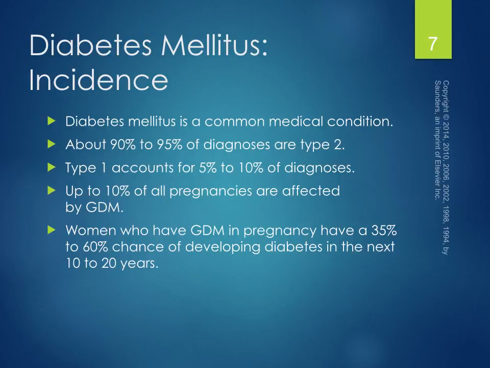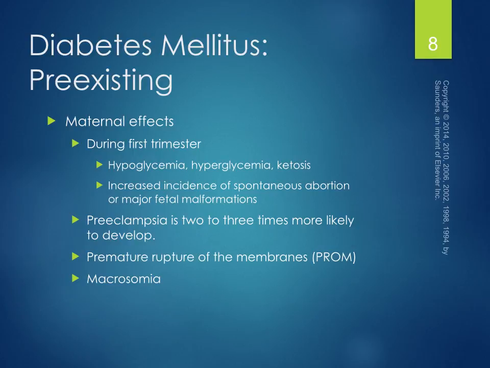Incidence: diabetes mellitus is a common medical condition. About 90 to 95% of diagnoses are type 2, like I said, the most common. Type 1 accounts for about 5 to 10% of diagnoses, and about 10% of all pregnancies are affected by GDM, or gestational diabetes mellitus.